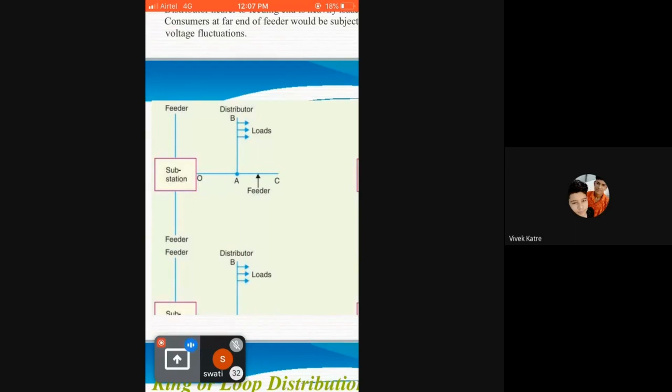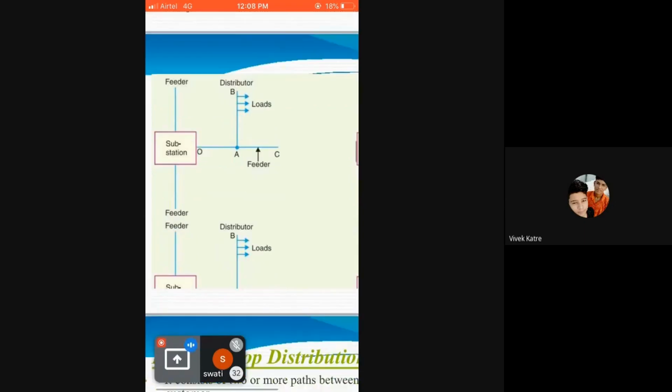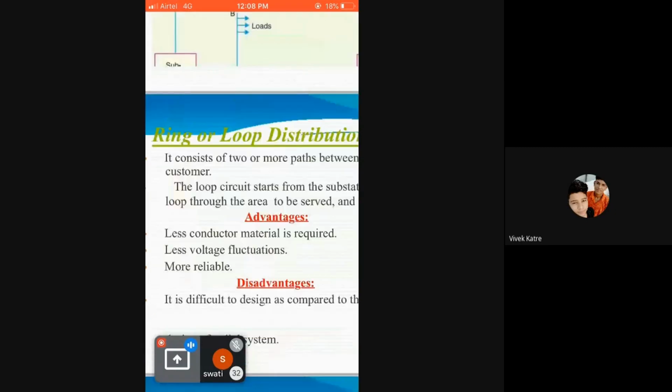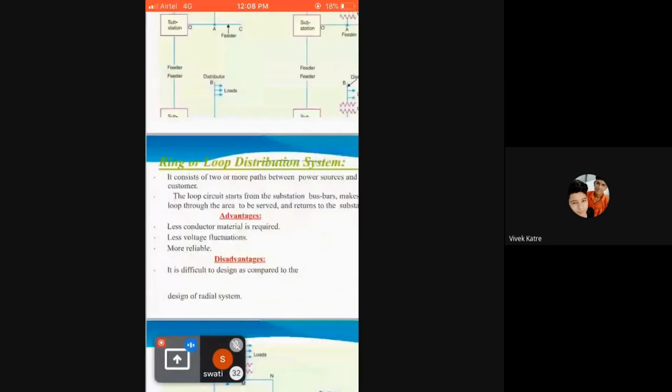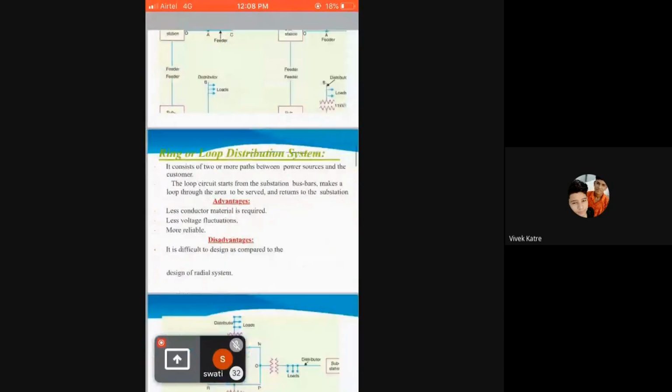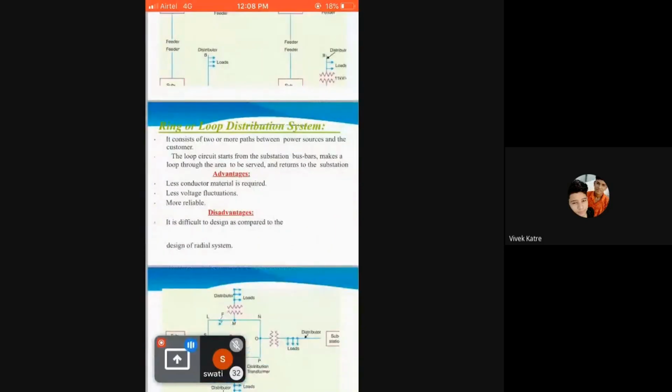Yes, it will be definitely correct because we are having only one path. That's why electrical power flows along a single path. If interruption takes place, then it results in complete loss of power to the consumers. Why does complete loss of power to the consumers take place? Because we are having a single path to transmit the power up to the consumers. Okay.